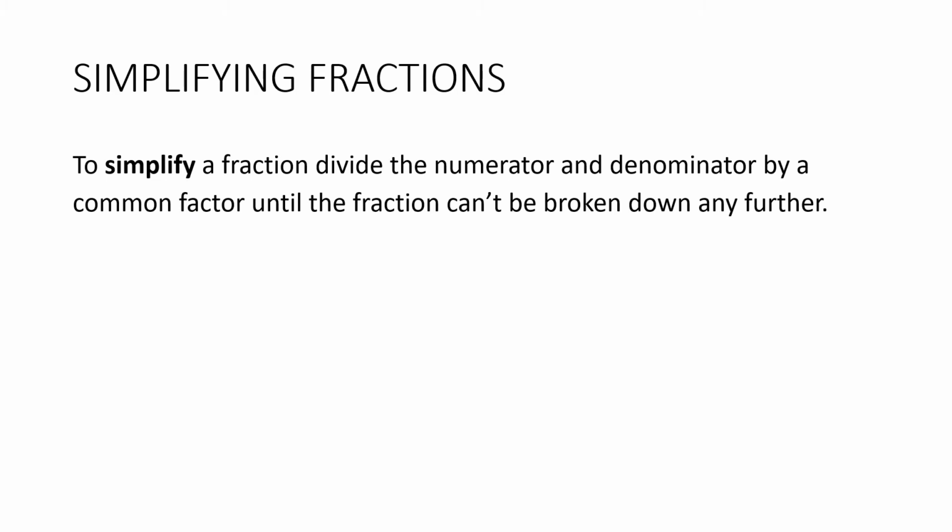To simplify a fraction, we divide the numerator and the denominator by a common factor until the fraction can't be broken down any further. Here's an example. The easiest way to do this, if you can, is just to halve the top and the bottom. Half of 8 is 4, half of 12 is 6. We have to do it again because that's not in simplest form. Half of 4 is 2, half of 6 is 3.